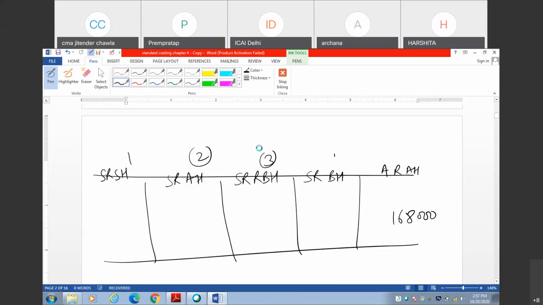Screen is visible, I think so. You are saying screen is not visible. There is some problem at server. Is this one visible now?